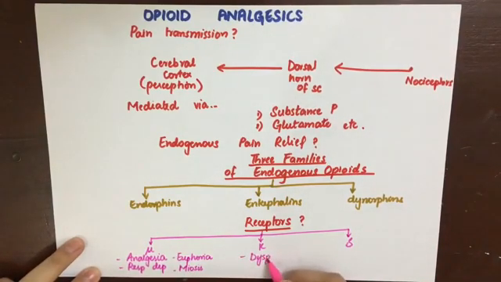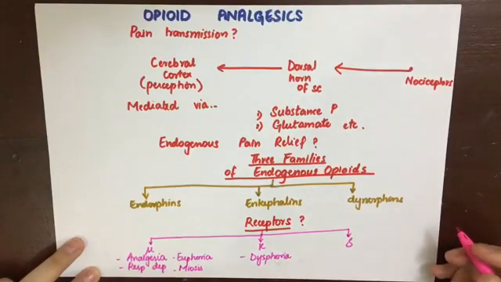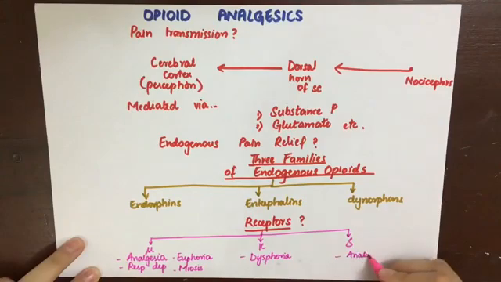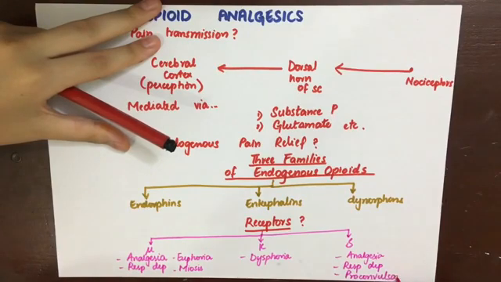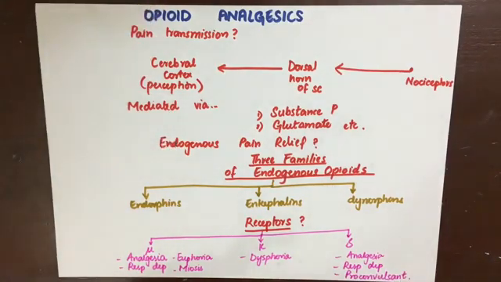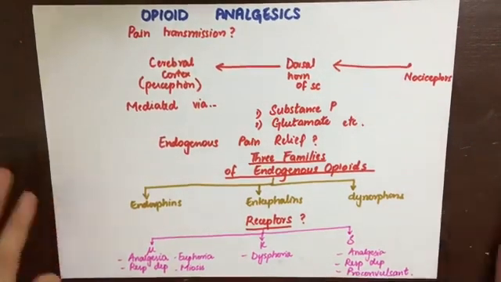The kappa receptor has all these properties except euphoria because it causes dysphoria, that is opposite of euphoria, that is a state of unease or unhappiness. While the delta receptor has all these properties and in addition has a proconvulsant property as well.